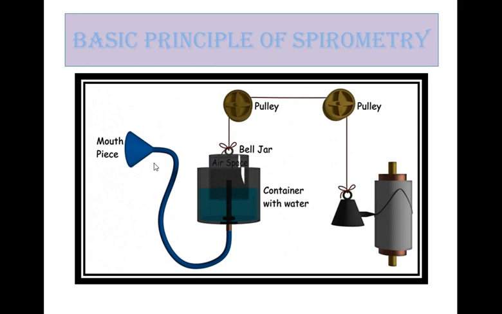Now, if the patient is expiring, the patient is allowing air to move into this container with the jar. More amount of air enters into this jar, and that pushes up the bell jar. With every push up of this bell jar, due to this pulley kind of arrangement, the weight moves down, and as the weight moves down, the pen that is attached with this weight draws a downward curve onto this paper that is attached with the rotating drum.